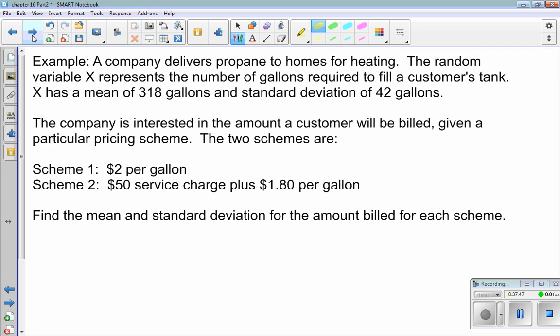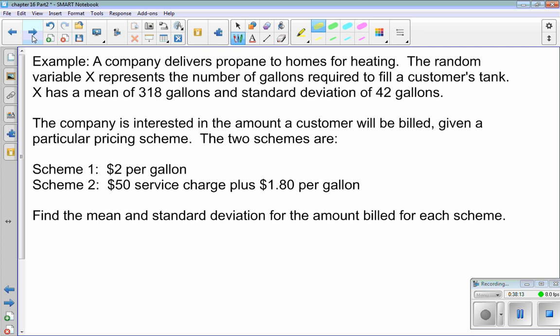So propane tanks, I don't think anybody has a propane heating system here. I have a friend who used to live in Sarasota, Florida, and he delivered propane to businesses. But now you can just go to Home Depot and get your own tank, right? Anyway, here's a company that delivers propane to homes for heating. Most of us have natural gas, I think.